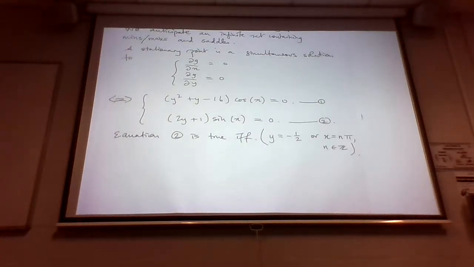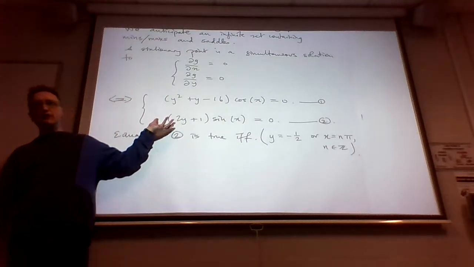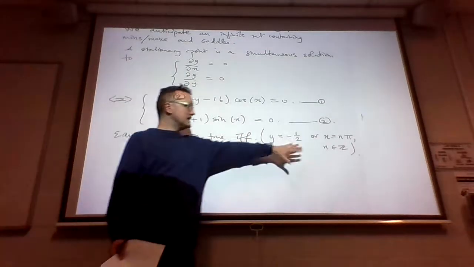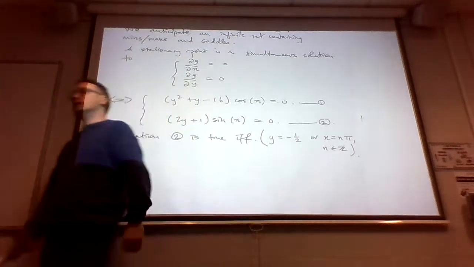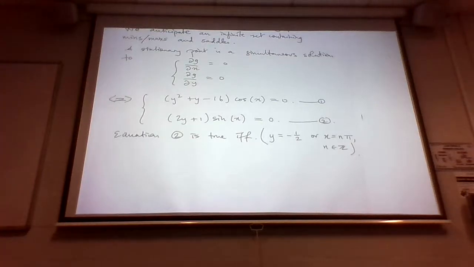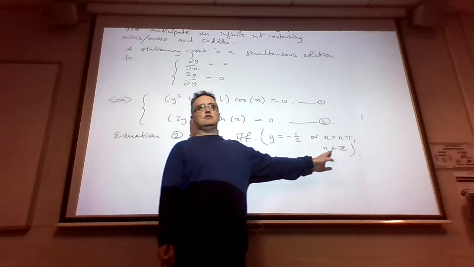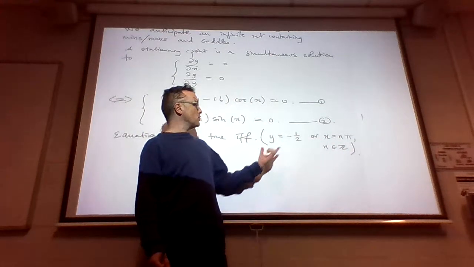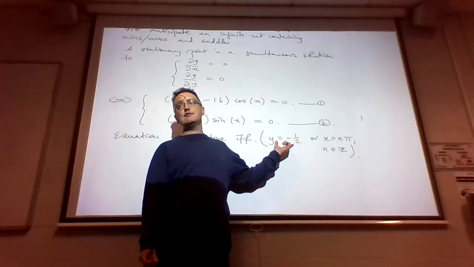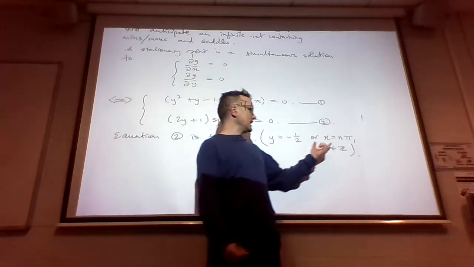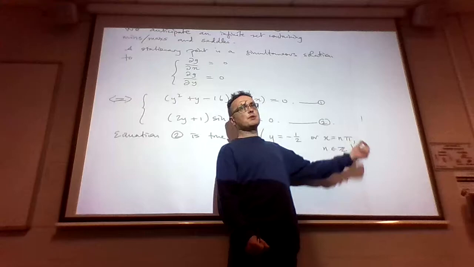Agreed? Okay, so that's what I suggest you do. Look at the simpler of the two equations and completely describe the solutions to that. So that means if there are any stationary points, they must satisfy this condition in the round bracket. So either the stationary point has a y coordinate of minus a half, or it has an x coordinate of some integer multiple of pi.